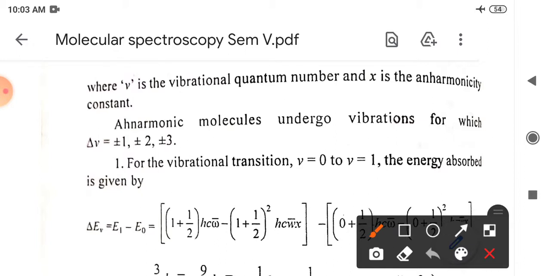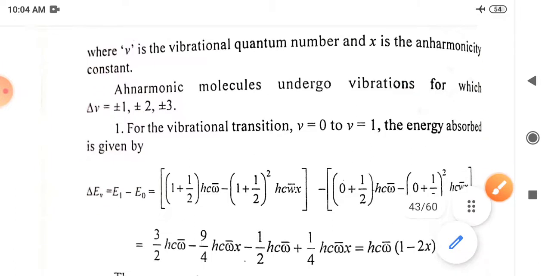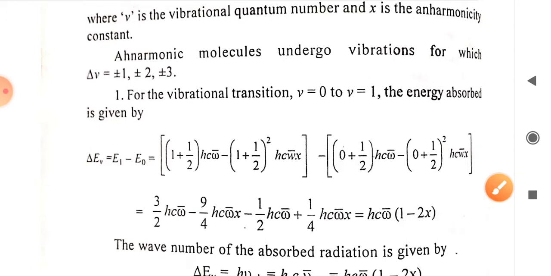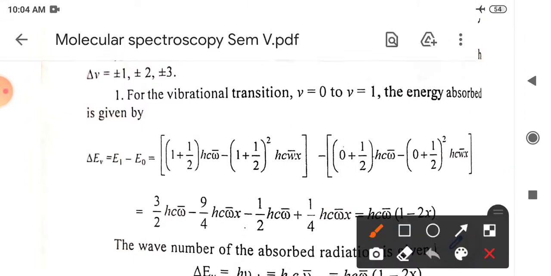We have observed that the anharmonic oscillator shows vibrations for which the Δv values are plus or minus 1, plus or minus 2, as well as plus or minus 3. So here we will get a lot more lines than expected due to the change in selection rules. For the anharmonic oscillator we need to see the various energy levels related with its constants. For the first transition, v equals 0 to v equals 1, the energy absorbed is ΔE_v equals E1 minus E0.